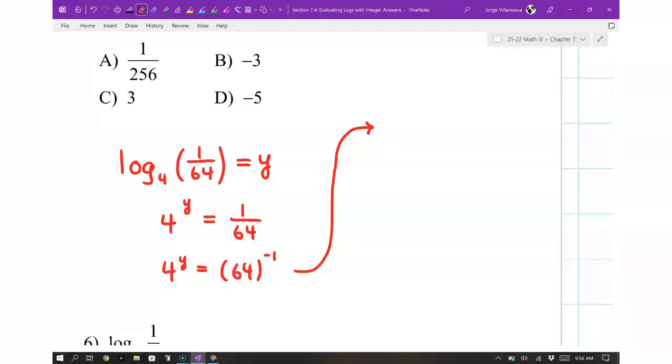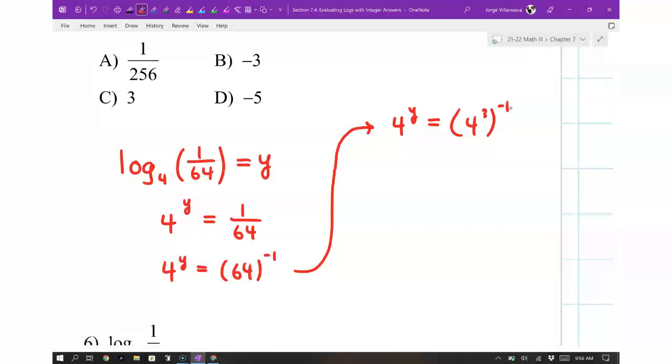Now, can I write 64 as a base 4, like 4 to some power? Like 4 to the what is 64? Anybody know? So 4 to the first is 4. 4 to the second, that's 16. 4 to the third, that's 64. So 4 to the y equals 4 to the third to the -1.